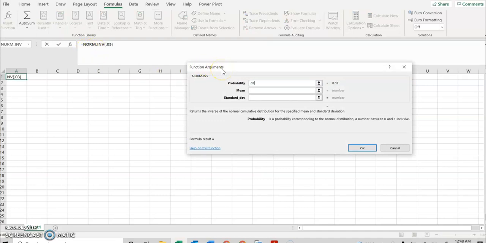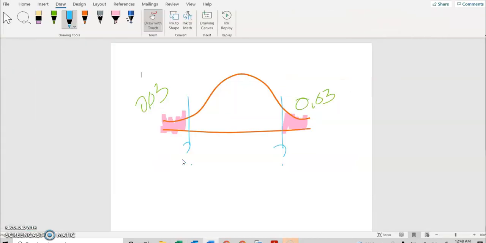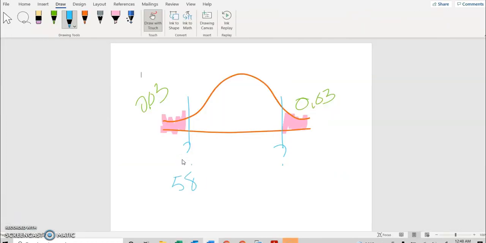So what I'm going to do is I'm going to put a probability, so I want 0.03. My mean was 63.7, and this was 2.9. This gives me, remember, this always goes to the left, so this just gave me this bottom value. So 58.2 inches would be the bottom cutoff.